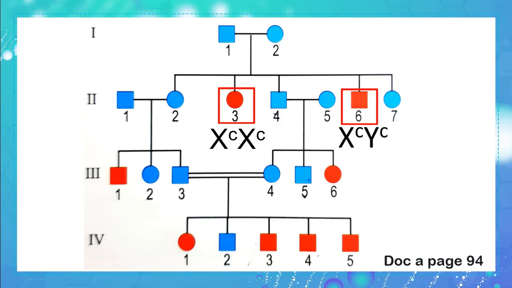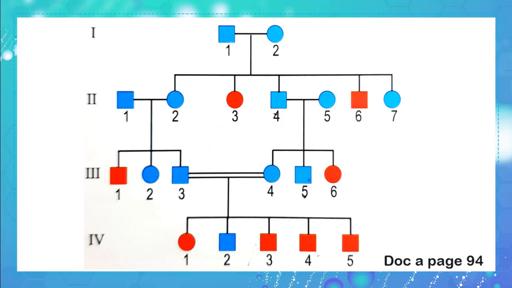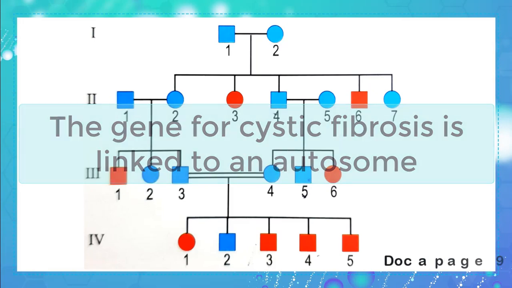In such case, the genotype of their father would be XCYC, and he will be affected, but this is not the case. Thus, the gene for cystic fibrosis is not linked to the homologous part of X and Y. So the gene for this disease is located on an autosomal chromosome.